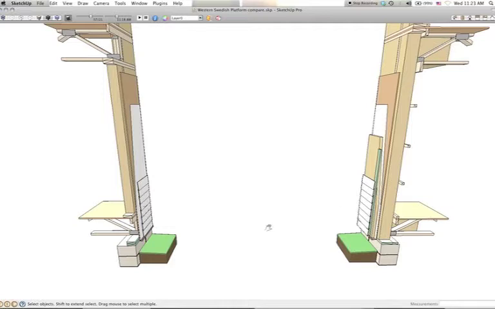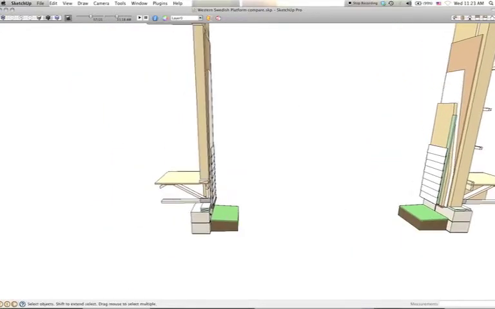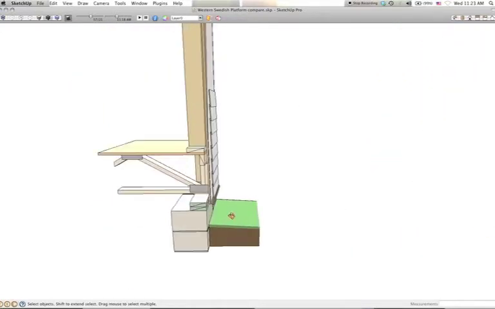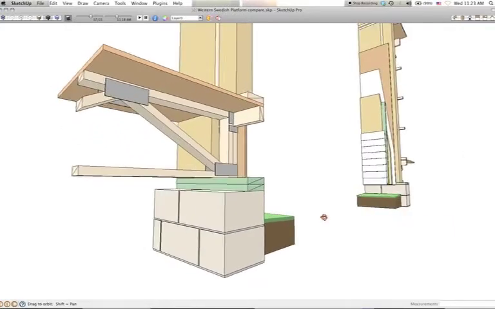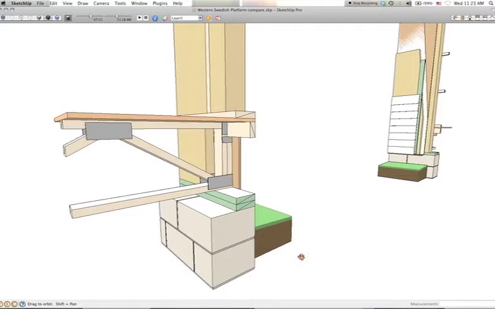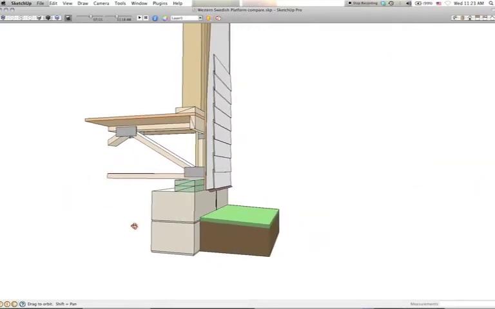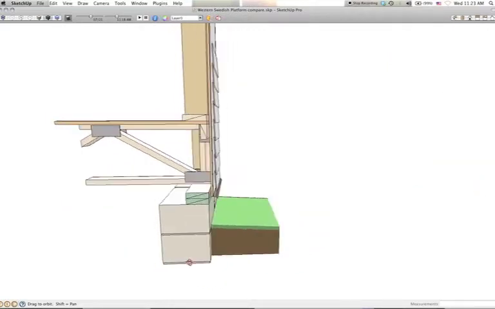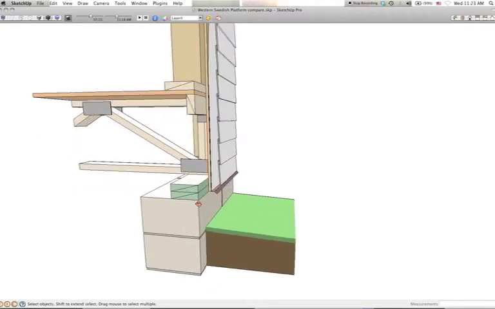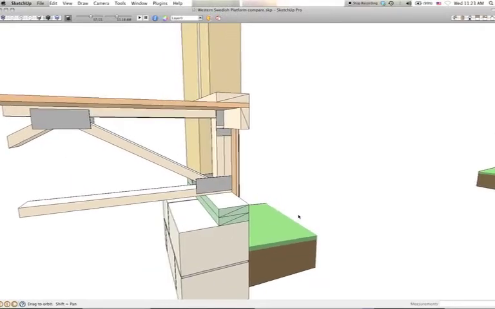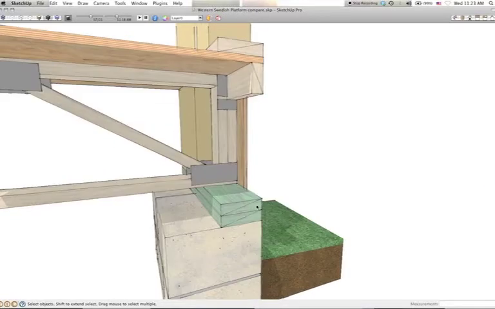So first, let's look at the Western Platform framed wall. This should be very familiar to any builder watching the video. I'm showing it on a 12-inch block foundation. I realize a lot of locations in the United States will be using a cast concrete foundation wall. That's fine. Doesn't make a difference for the purposes of this comparison. So what we have as the first component of the wall is pressure-treated wood sill plates.